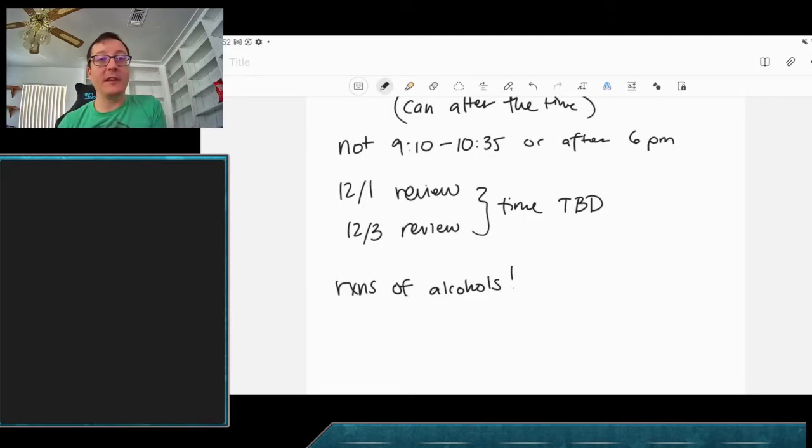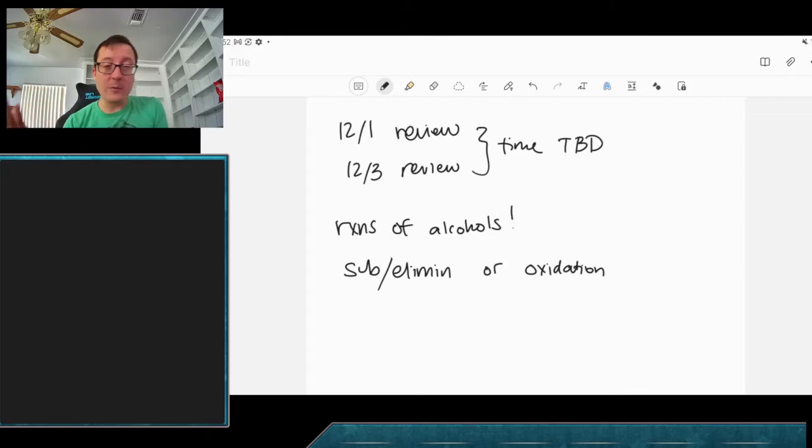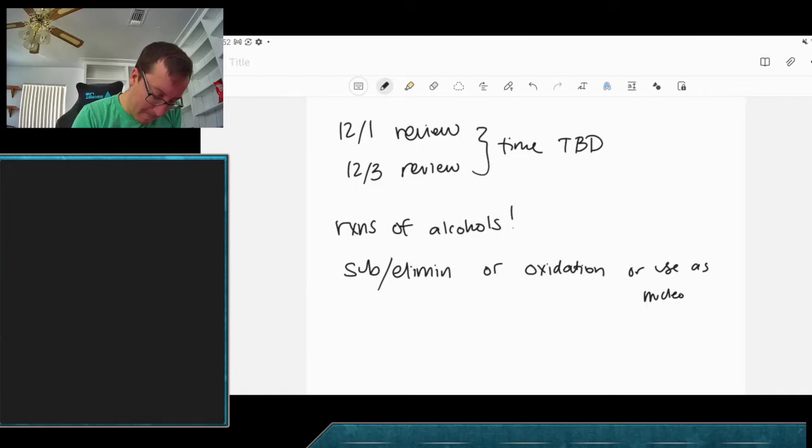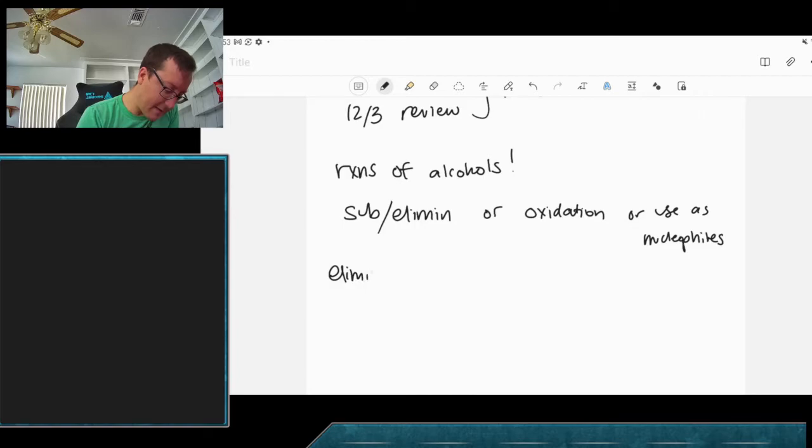So, a couple of things we can do with alcohols. We can do a substitution or elimination, or we can oxidize them. And when you watch the videos on ethers and epoxides, you can see them acting as nucleophiles. So, if we want to talk about substitution and elimination of alcohols, let's start with elimination.